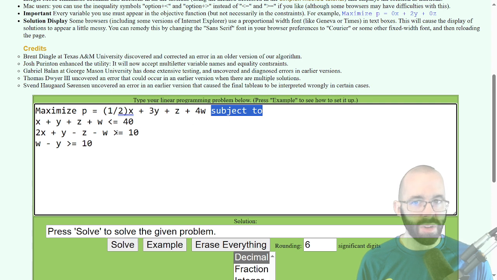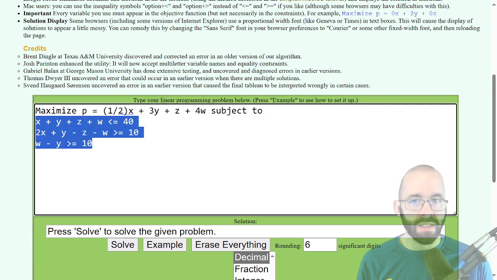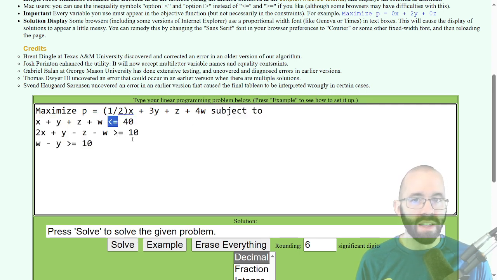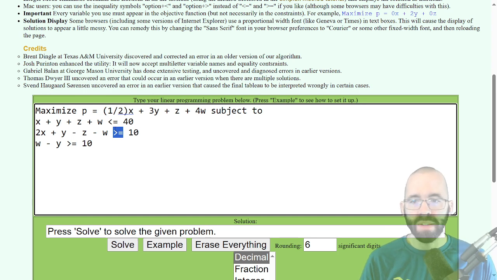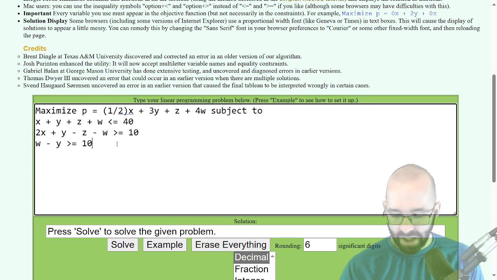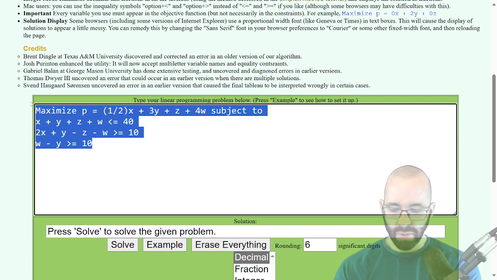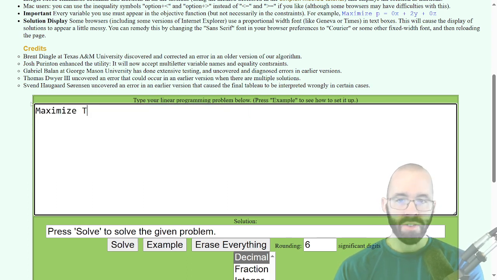Subject to, oh, there's the wording again, our constraints. And notice that when it has less than or equal to signs or greater than or equal to signs, they just write less than equals. Just shorthand that's going to work for this program. So let's type that in. See how it goes. All right, so we're going to maximize the total number of sandwiches. We said T was x plus y plus z.